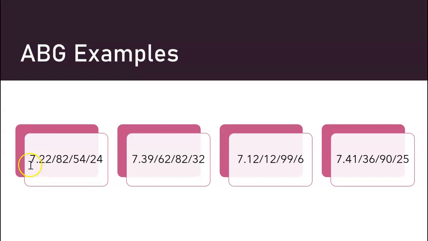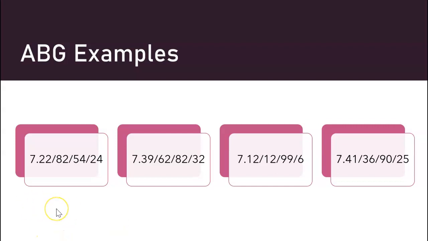This will be pH / CO2 / PaO2 / bicarb. That's commonly what you'll see in report. A lot of RTs will write it in a similar way, maybe not exactly, like in a report or when talking to a doctor or reporting a critical value. This is a common, but maybe not always, setup that you will see.